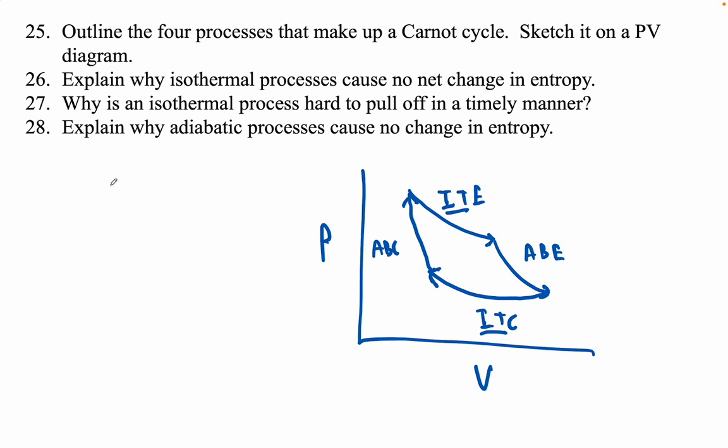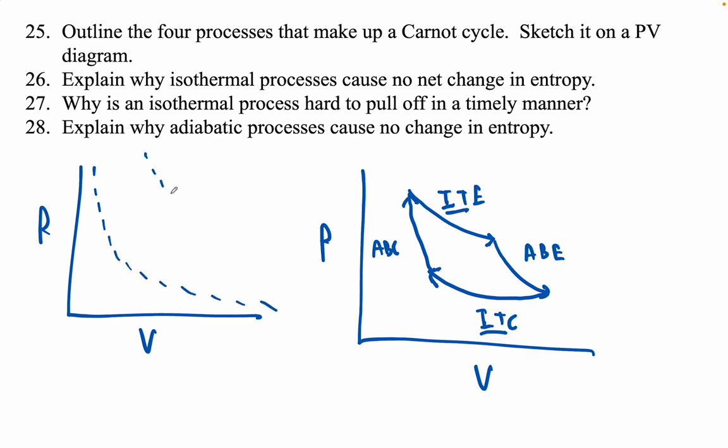Understand that really what's going on here graphically is you've got these isotherms. These are things that are the same temperature. And you use the adiabatic processes to get from one temperature to another. Now let's see. Why does an isothermal process cause no net change in entropy?